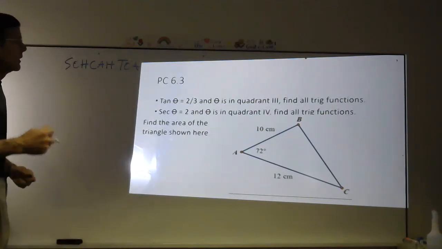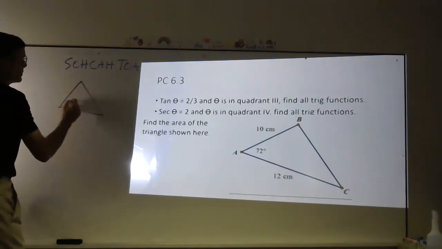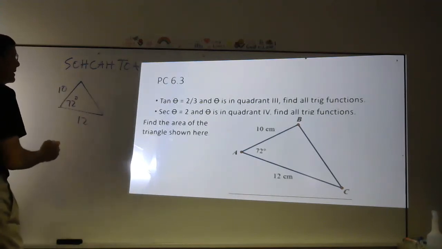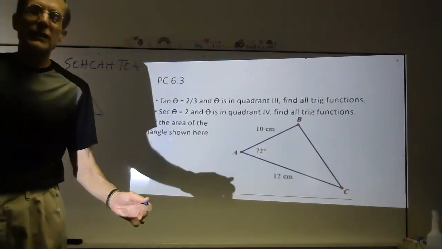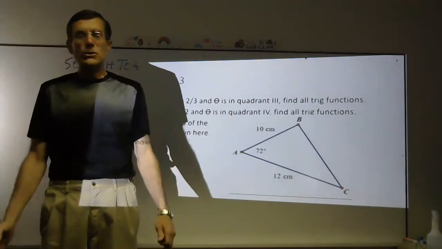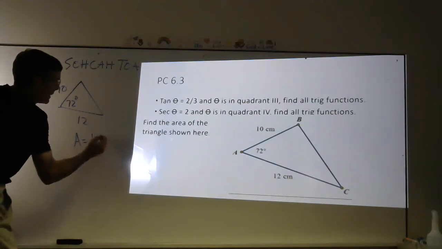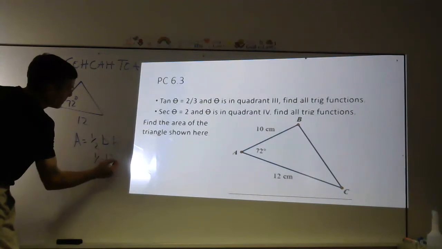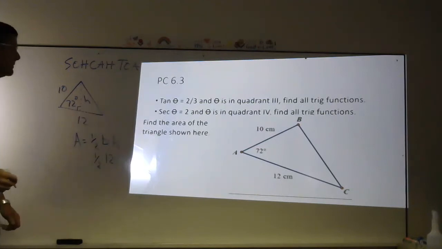Okay, find the area of the triangle. All right, so let me sketch it here. We have this angle is 72. This is 10. This side is 12. Do you remember the formula for the area of a triangle? Back in junior high school, it was 1/2 base times height. 1/2 base times height, base of 12. So 1/2 of 12. We need the height.